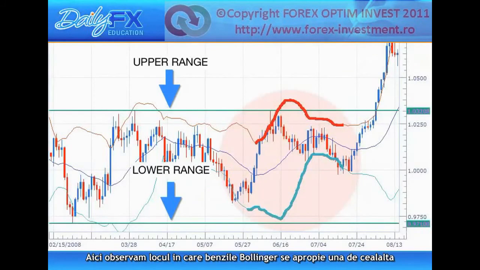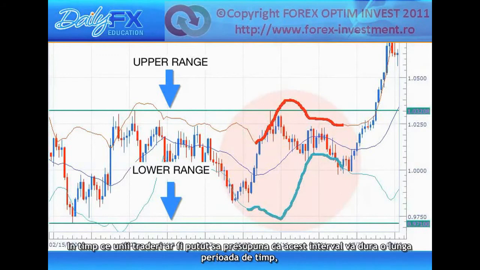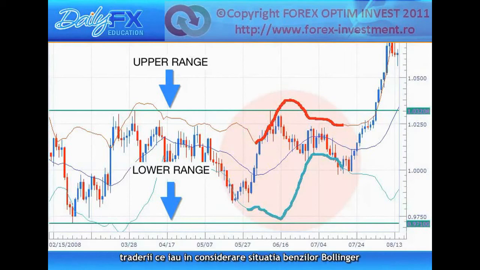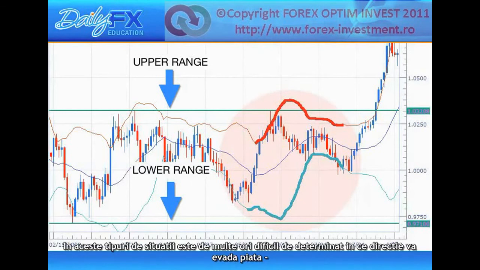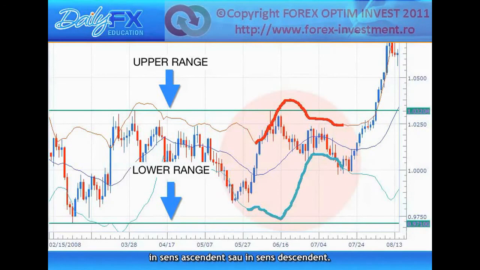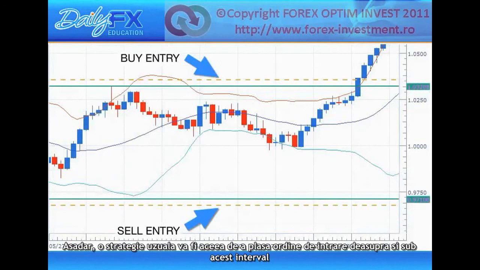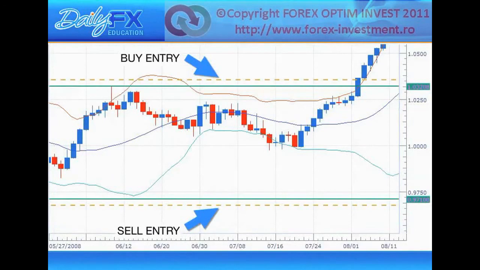Here we see where the Bollinger Bands were moving closer together and the market was in a range. While some traders may have assumed the range would last for a long time, traders noting the situation with Bollinger Bands were well aware of the potential breakout at any time. In these types of situations, it's often not easy to determine which direction the market will break out, to the upside or to the downside. So a common strategy will be to place entry orders above the range and below the range, and allow the market to determine which trade to take.